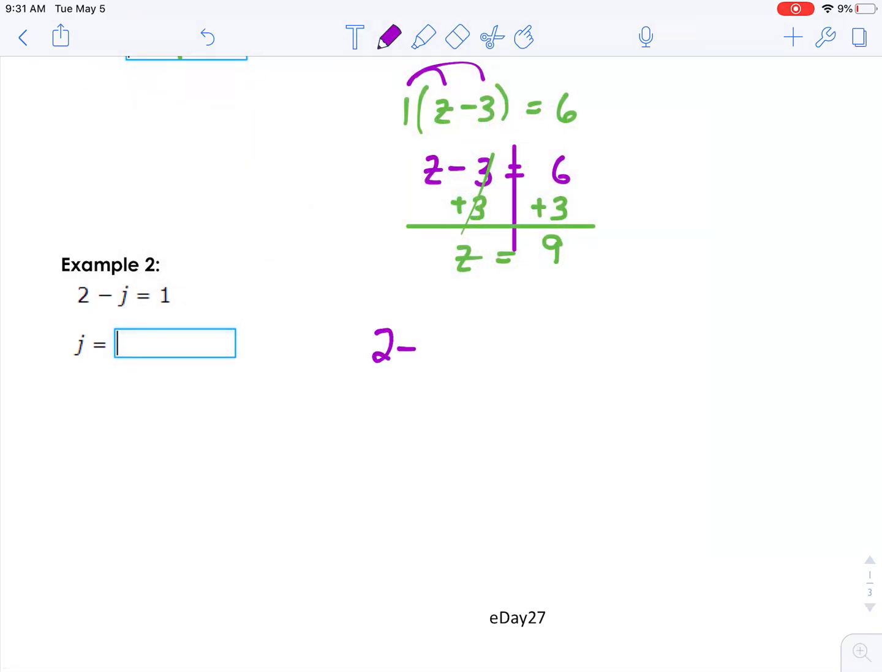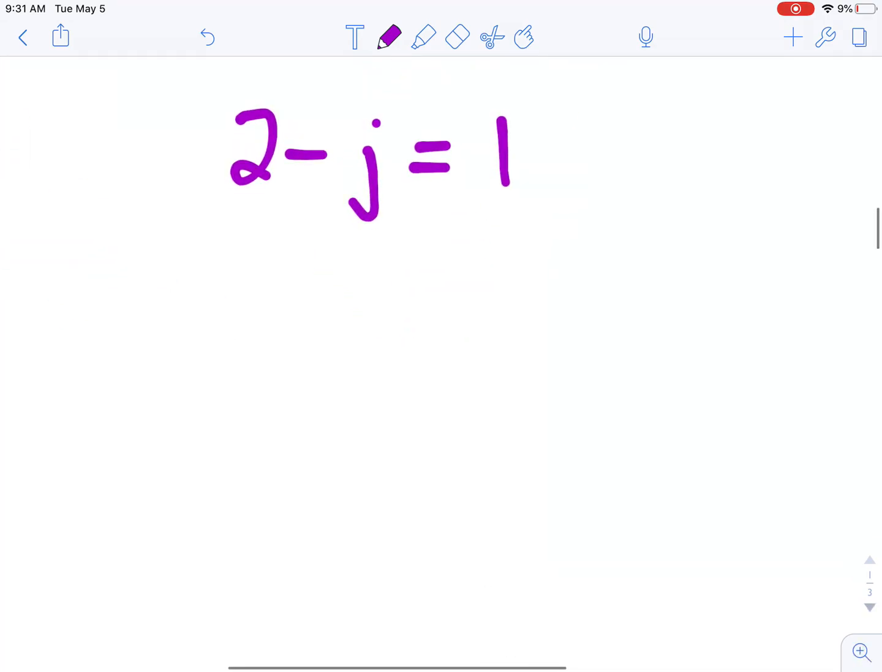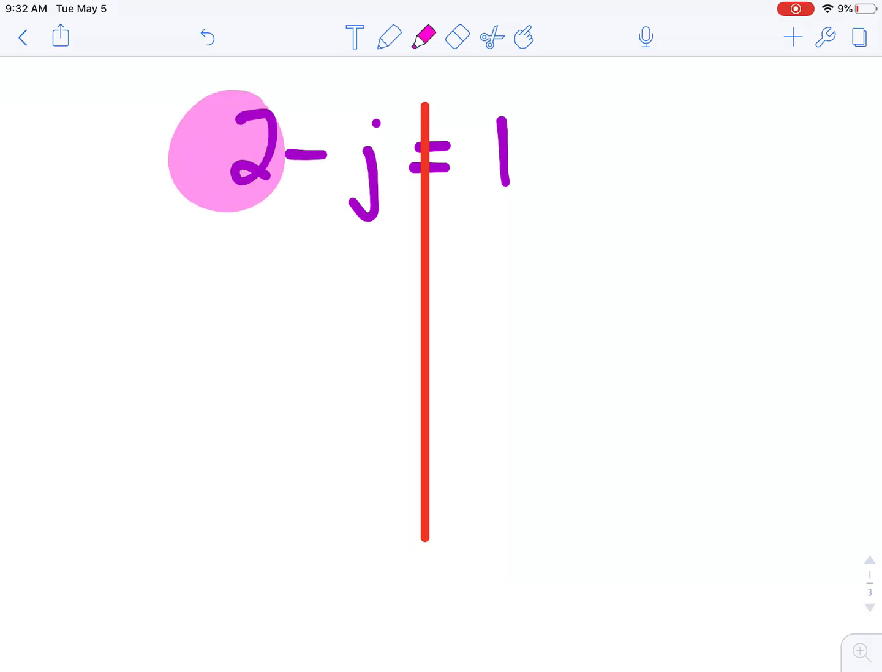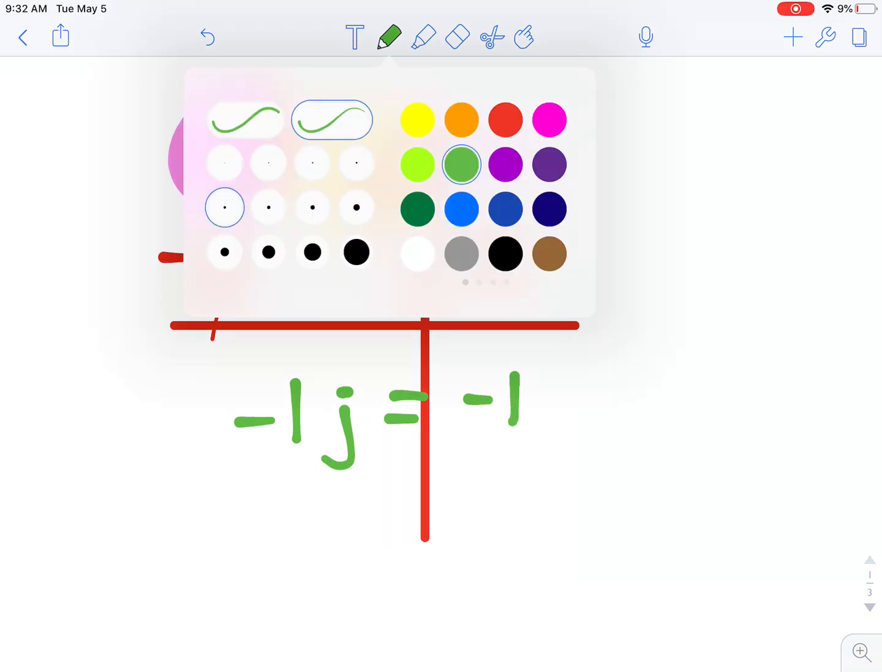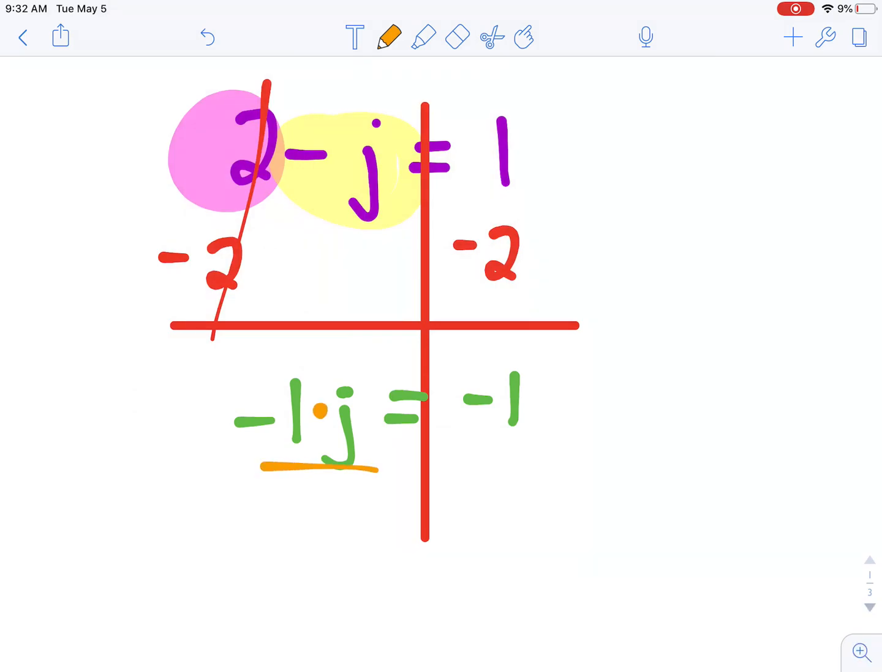All right, I'm going to write the next problem off to the side, give me some room to work. If our goal is to get j by itself, the first thing we want to do is move the 2. If it's a positive 2, to move it to the other side, I'm going to subtract 2. Now this is something I want you to be very careful on, is we want to drop down this j, this negative j. If it's a negative j, what number is really in front is a negative 1. And then on the other side, 1 minus 2 is negative 1. To undo multiplication, we're going to divide by the same number. So we will get j equals positive 1.